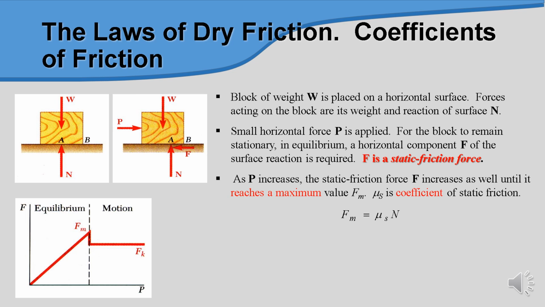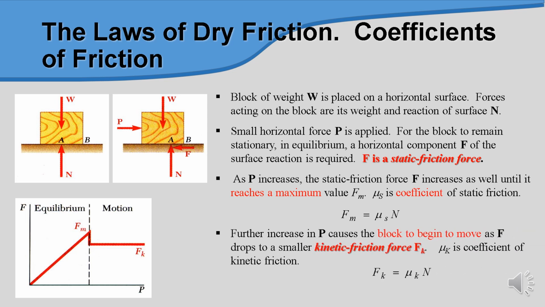If the block is in the horizontal position, we need to take into account the y-axis. In this case, the N value is equivalent to W. If we apply another force, let's say a downward force, we give an additional force, so we need to take care of this force. N is then no longer equivalent to W; it is equivalent to W plus P, the additional force.